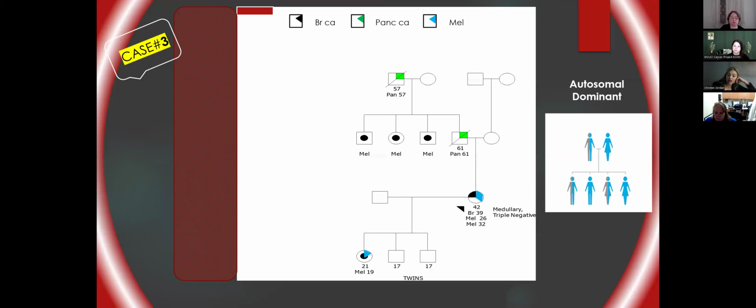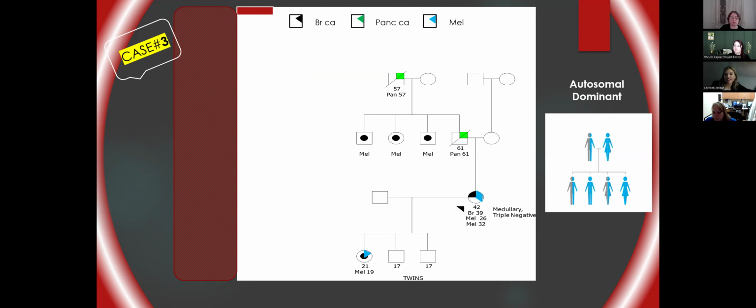That woman did actually undergo an update panel testing and was still negative. So this is a patient that had breast cancer at 39. Just so happened she had a history of melanoma ×2, early age of onset. Her daughter had melanoma at 19. She has strong family history of pancreatic cancer in her father and grandfather. And then her aunt and uncles on dad's side also had melanoma. So she met criteria for genetic testing.